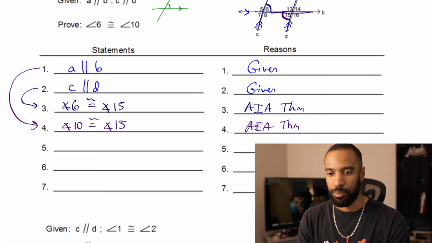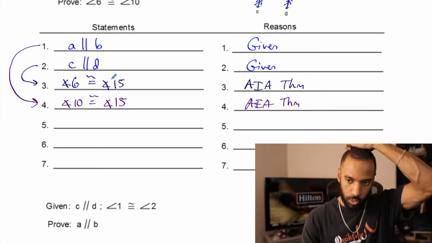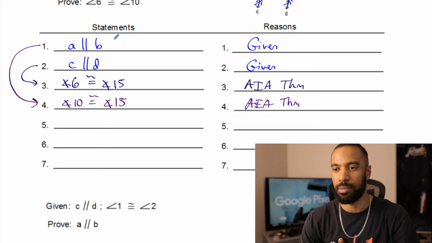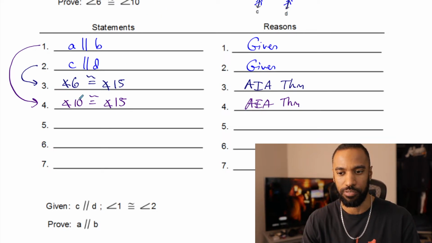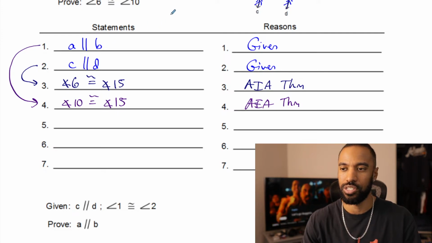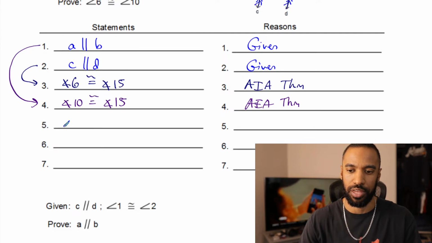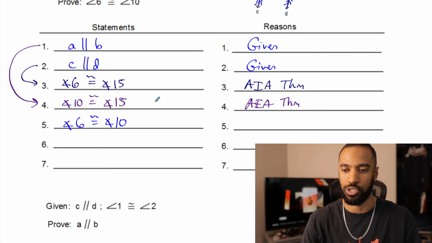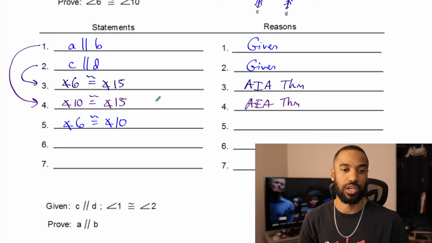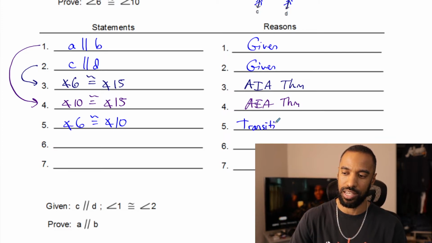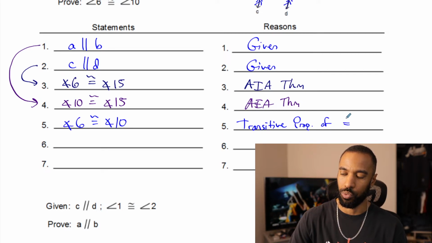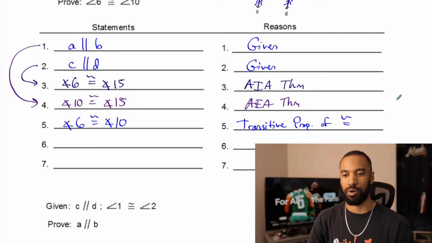Okay, now, because these two angles are congruent to the same angle, that makes them congruent to each other, right? That makes sense. 6 is congruent to 15. 10 is congruent to 15. Well, 6 and 10 must be congruent to each other, therefore. And that is true. Angle 6 is now congruent to angle 10 because two angles congruent to the same angle are congruent to each other. That is known as the transitive property of congruence.